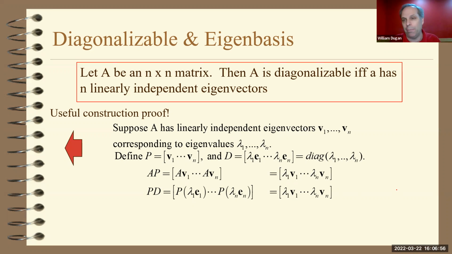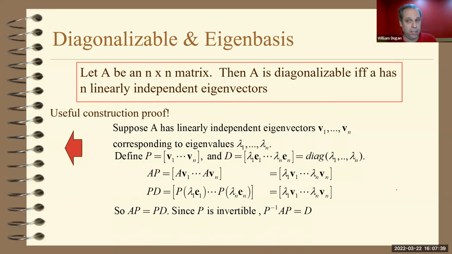If you look at the second column of P times D, the second column would be P times lambda 2 times E2. Just take the lambda 2 out and look at P times E2. But P times E2 is just the second column of P, which is V2. So the second column of P times D is lambda 2 times V2. I think it's obvious then that A times P is the same as P times D. And since P is invertible, that means P inverse times A times P is D. In other words, A is similar to a diagonal matrix.